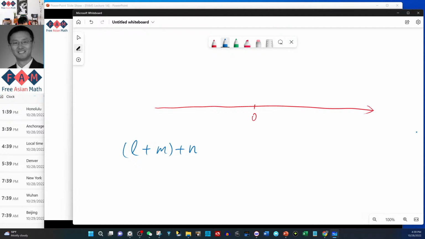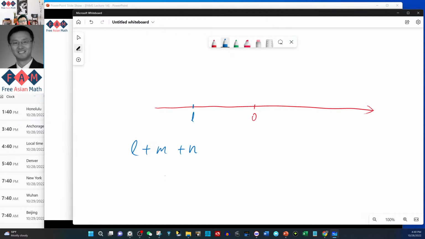But we can think about this. Without the parentheses, what does this expression mean? Meaning that starting at a number L, L could be here or somewhere here. It doesn't matter where it's located on the number line. Starting at this number L, let's just say it's here. L is here.